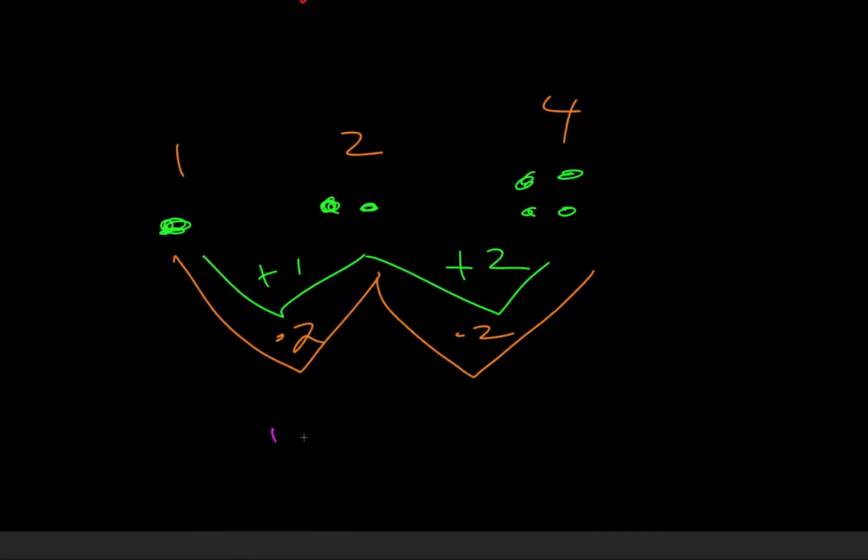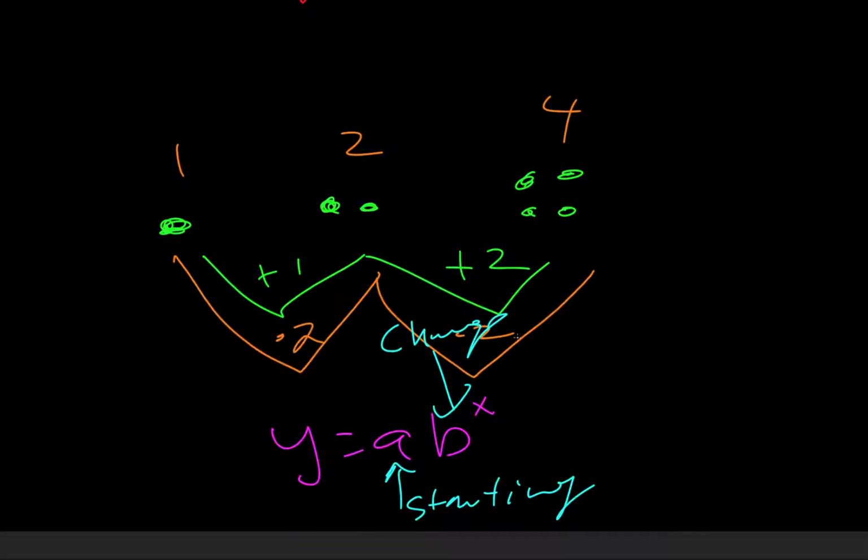Now with multiplication, we have an exponential relationship. And this time A is the starting, and B is the change. So when we write that out, we still have our y. Y equals A, which is our starting, which is 1. And then B is our change, which was multiplying by 2. And then if we simplify that, it's just y equals 2 to the x, because multiplying by 1 doesn't do anything. Now let's test it.